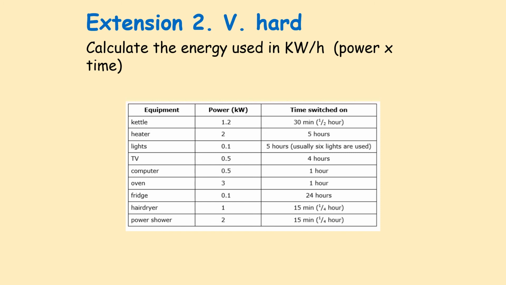And it says here that the time switched on is 1 hour. So to find out the energy used in kilowatt hours, we simply multiply the power by that time. So the oven is 3 kilowatts, which was on for 1 hour. So 3 times 1 is simply 3. So the oven used 3 kilowatt hours of energy.